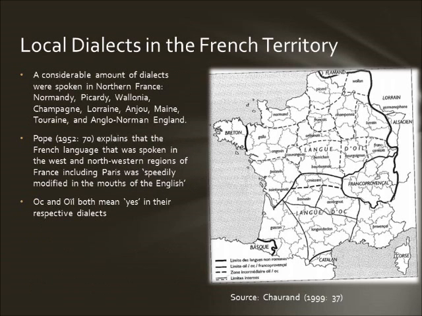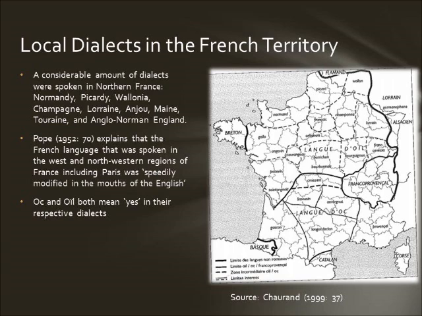Okay, so looking now at some local dialects in the French territory, we can see this map that I took from Choron 1999 on page 37. It's a very nice map that illustrates la langue d'oïl, as I said, which is in the Northern Territory, and then la langue d'oc, that's in the Southern Territory. And then there are some other little dialects that are found there. We can see Breton is off over to the west, and then Franco-Provençal over to the east.